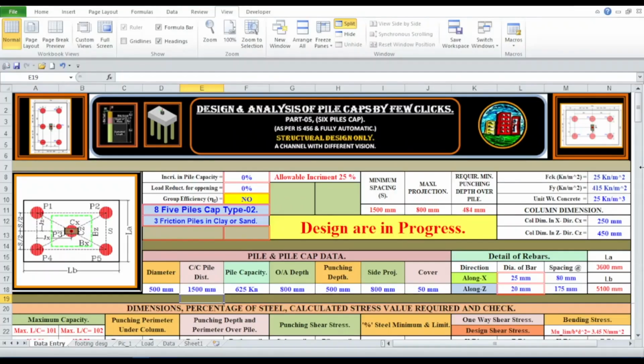Welcome to my Excel spreadsheet for design and analysis of pilecap by few clicks, part 5. That is 6 piles cap. These piles cap are two types, in X direction and Z direction, because it is rectangular array. I have increased the column load here.